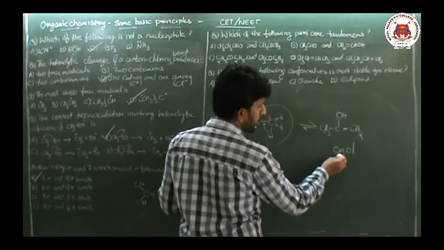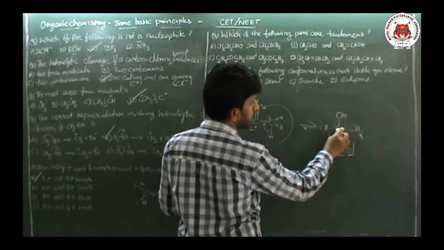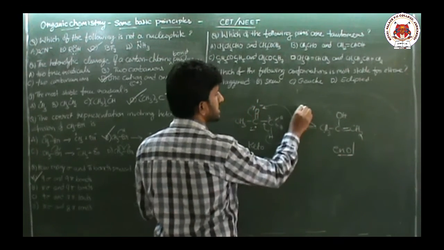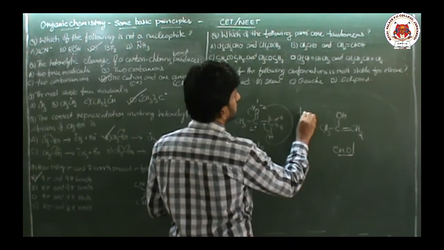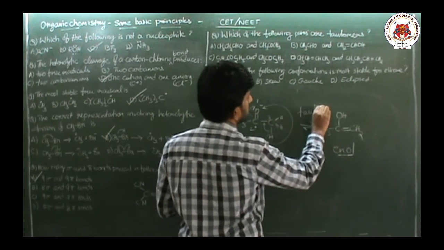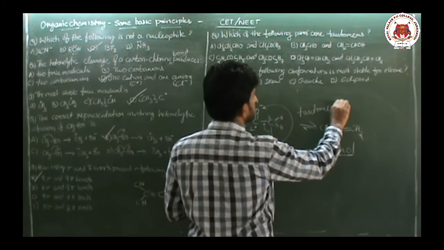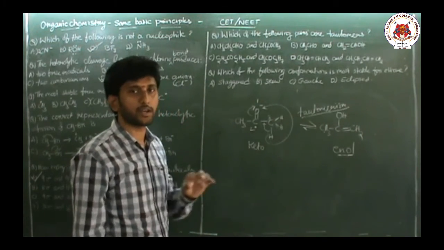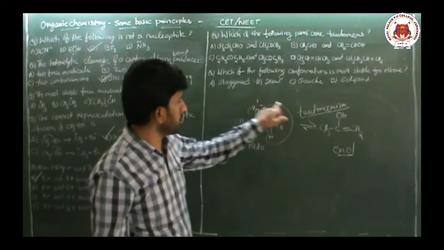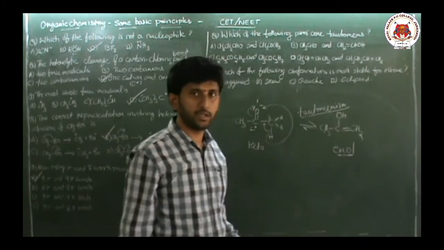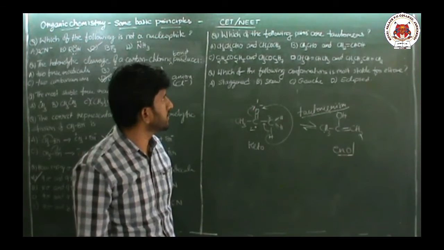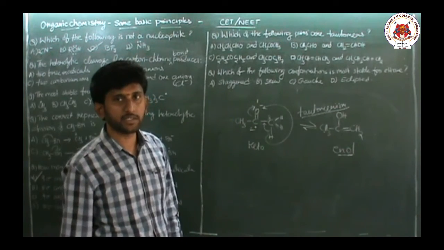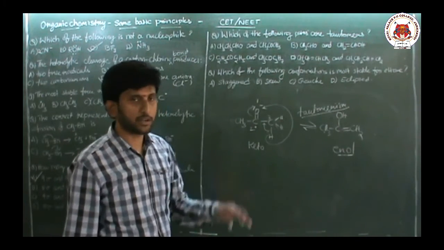Enol means 1 double bond, 1 alcohol. See, 1 double bond is there and 1 alcohol is there: enol. This type of isomerism is called tautomerism. Okay, keto-enol tautomerism: ketone group, enol group. So which of the following is the correct pair of keto-enol tautomers, or normal tautomers, they are asking.